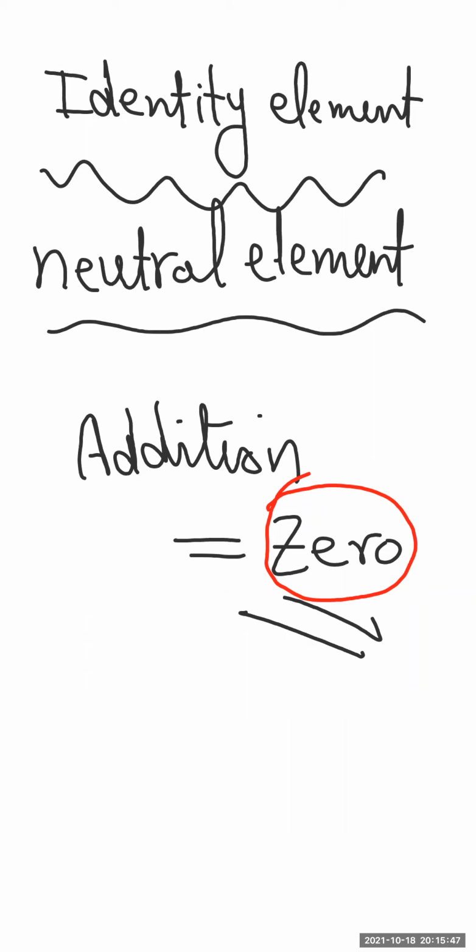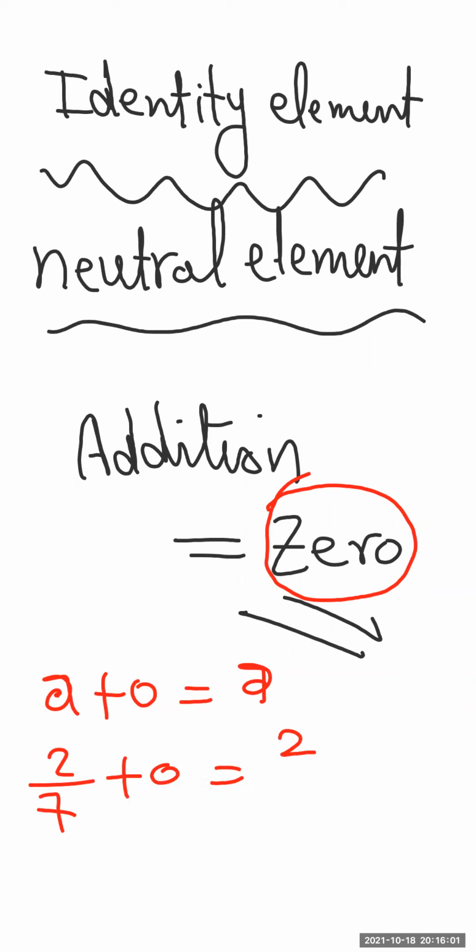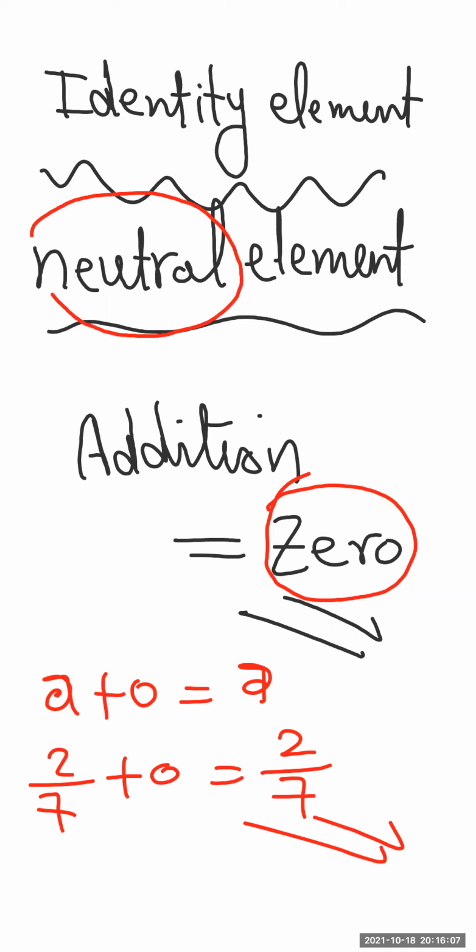Why is it a neutral element or the identity element? Simply because any number like A plus 0 will equal A. So 2 over 7, for example, plus 0, of course, equals 2 over 7. Nothing will change. That's why we said that it's neutral. The value will never change if we add 0 to any number, right? So 0 is the identity element or the neutral element in the addition operation. Okay, guys?